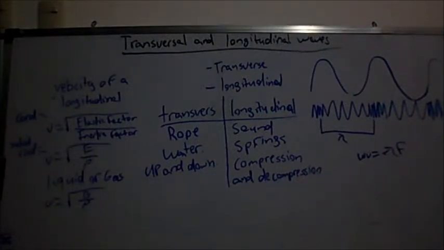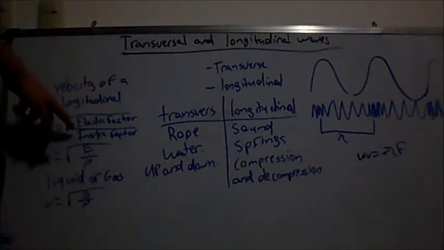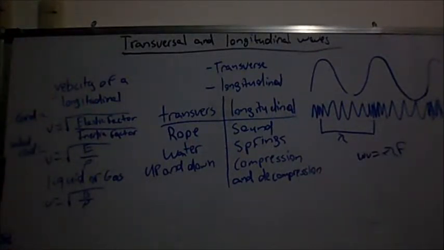But there is a catch in calculating the velocity of a longitudinal wave. It is a mechanical wave, so it needs a medium. Depending on the medium, there's a different way. Let's say for a chord, the velocity is calculated by the square root of the elastic factor of the chord over the inertia factor. Then, for a straight solid rod, the velocity is calculated by the square root of the elastic factor over the density. And for a liquid or a gas, it is calculated by the square root of the bulk modulus over the density.